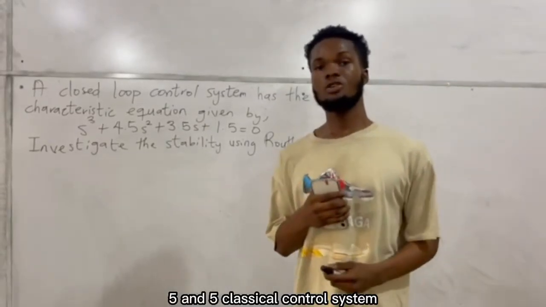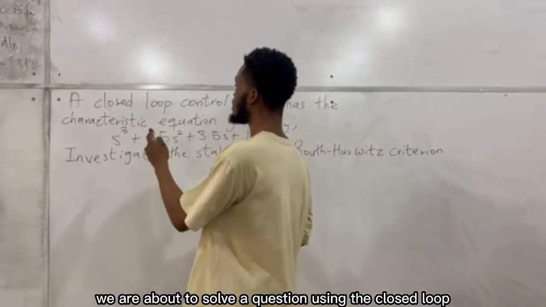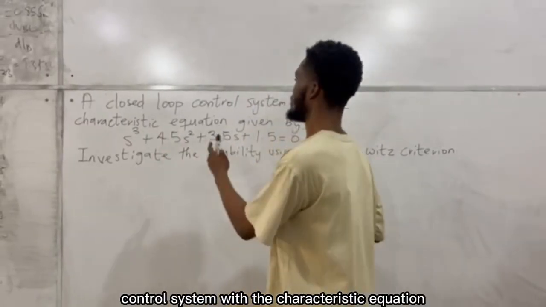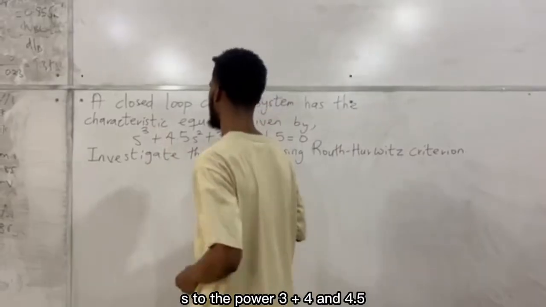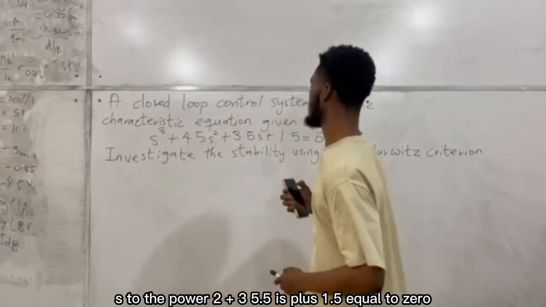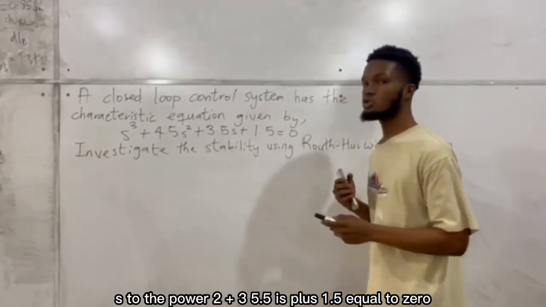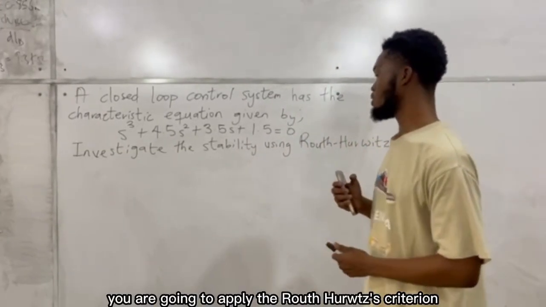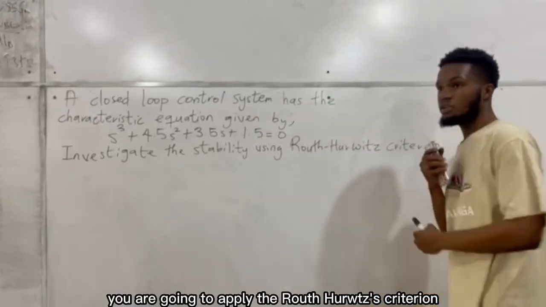Group 5, classical control systems. We are about to solve a question using the closed loop control system with the characteristic equation s to the power 3 plus 4.5 s to the power 2 plus 3.5 s plus 1.5 is equal to 0. With this, we are going to apply the Routh-Hurwitz criterion.